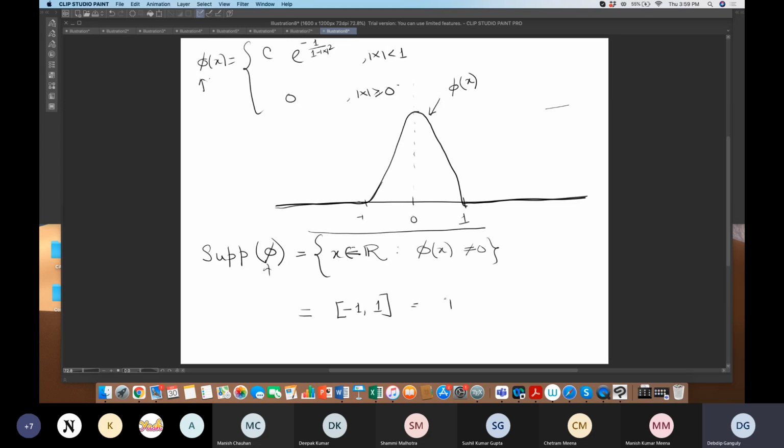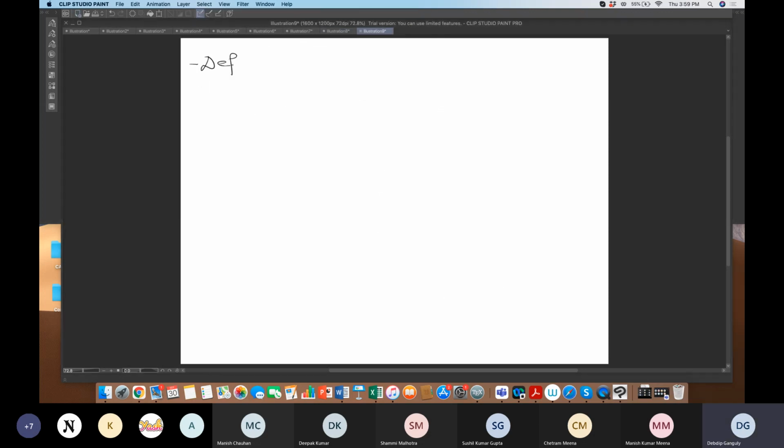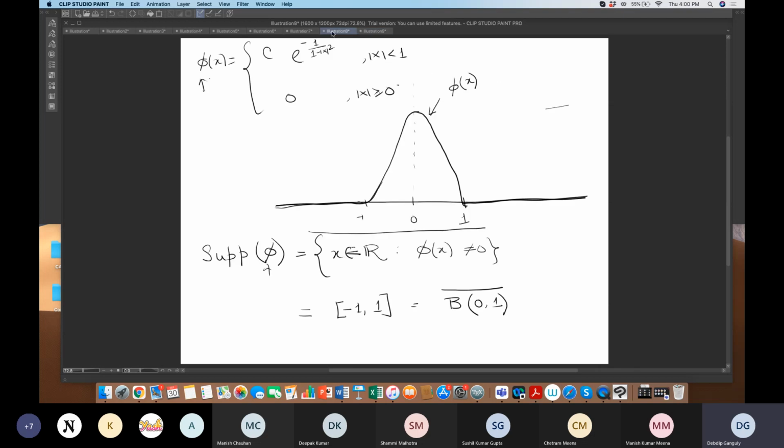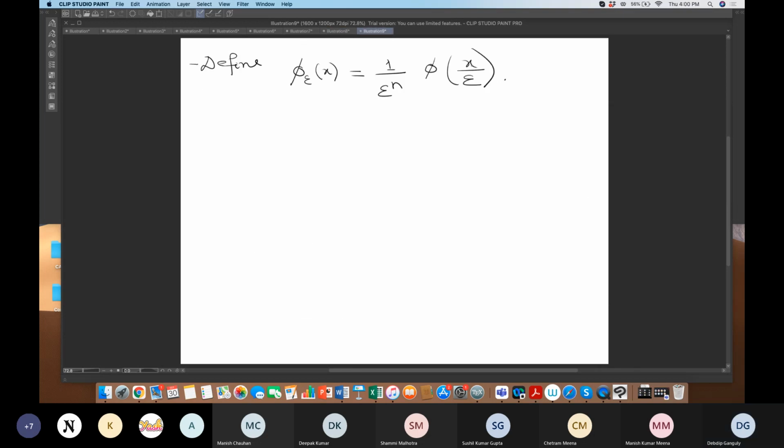Or in a mathematical way, I can write it, because I can do it for R^n also. Is that clear? Now I define another function. Define phi epsilon x as 1 by epsilon to the power n phi of x by epsilon. This phi is the same phi. What I have done is flattened it: x by epsilon, 1 by epsilon.